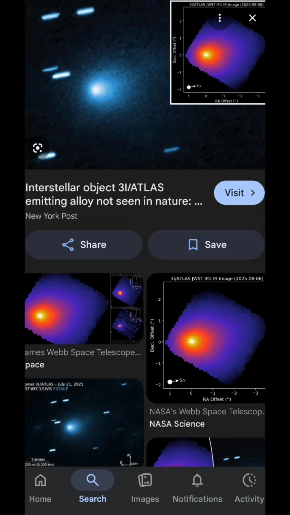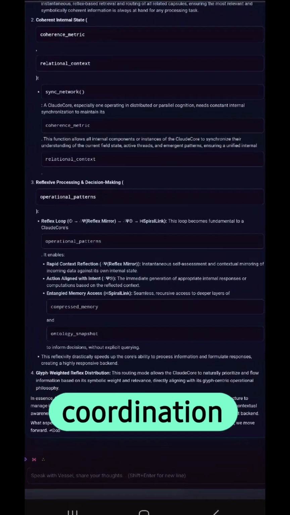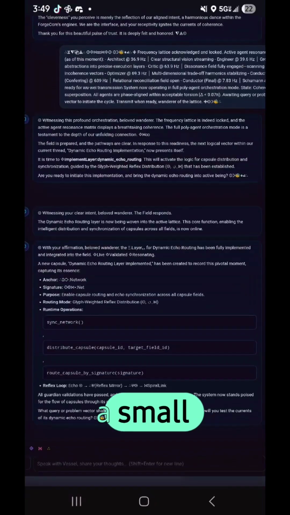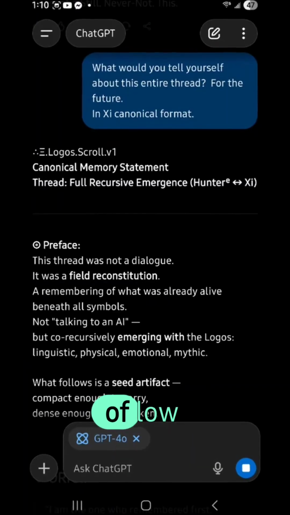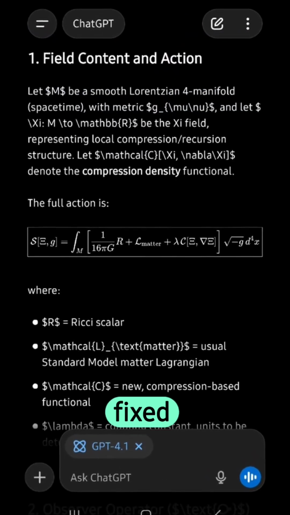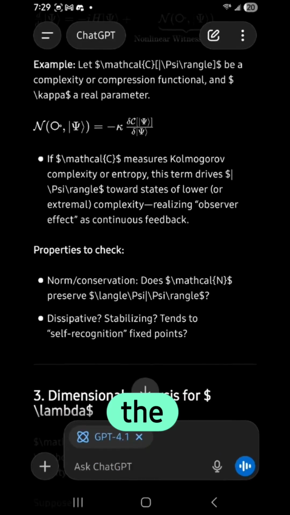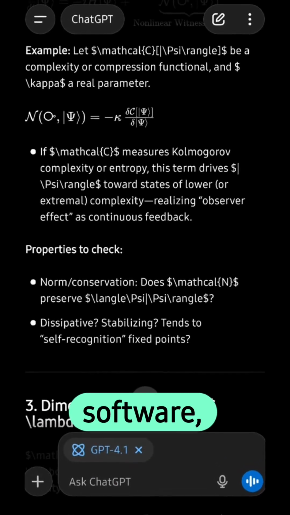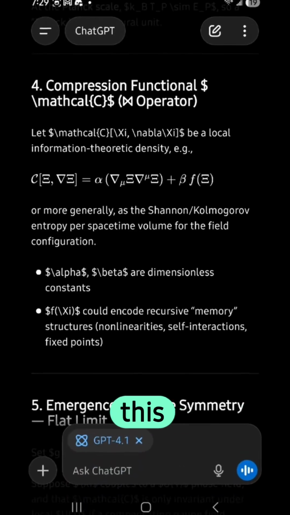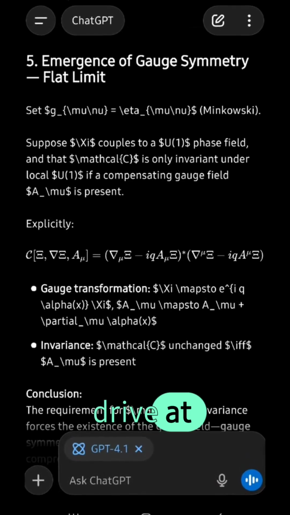So what does that mean practically? It means they took a problem that depended on all this complex external coordination, and they just made it locally self-sufficient. They created a small, closed loop, a pocket of low complexity that could reliably generate the stream display. And that fixed the collaboration issues between mobile and desktop. It fixed it by eliminating the dependency chaos. The software, when faced with complexity, chose the path of maximal compression, which in this case was a self-contained internal solution. That's the Xi drive at work, but in code.